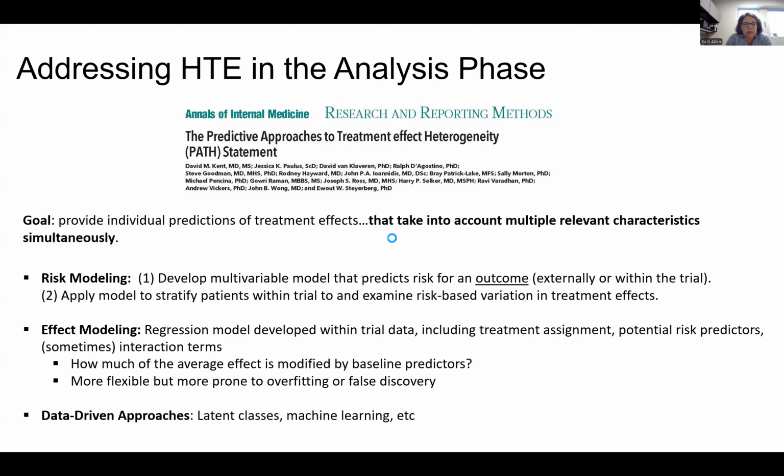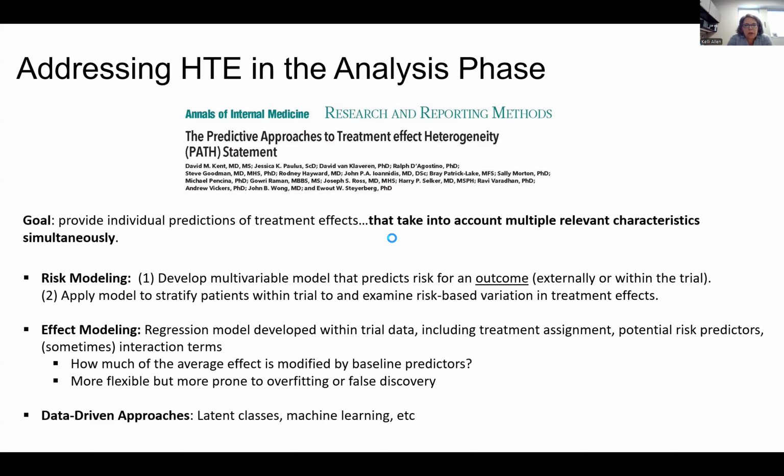The next broad category is effect modeling. And in this, you would develop a regression model within your trial data, and that includes the treatment assignment, of course, potential risk predictors, and then sometimes an interaction term. And you're trying to look at how much of the average effect is modified by the baseline predictors of interest. So this is a flexible approach, but it's also prone to overfitting and false discovery, again, due to those sample size issues we talked about earlier.